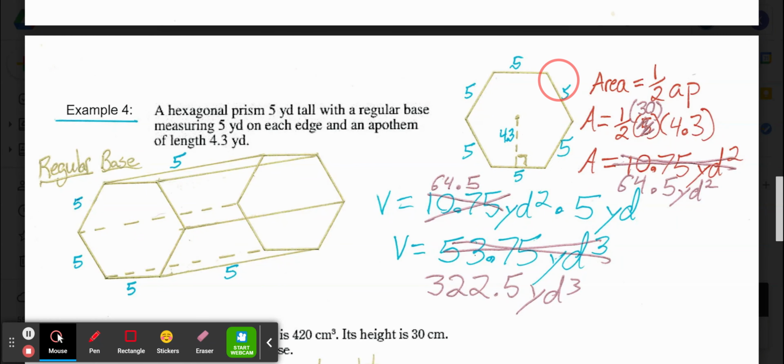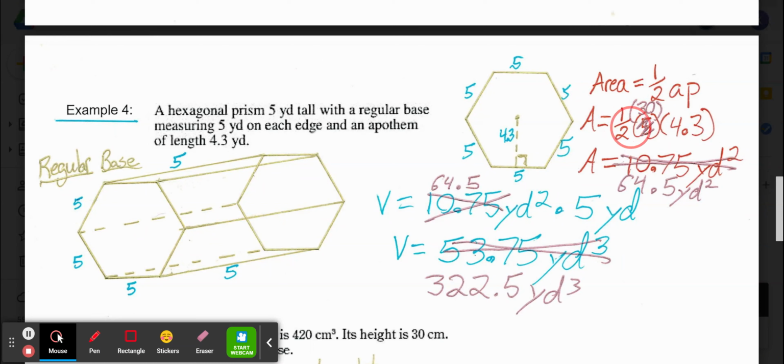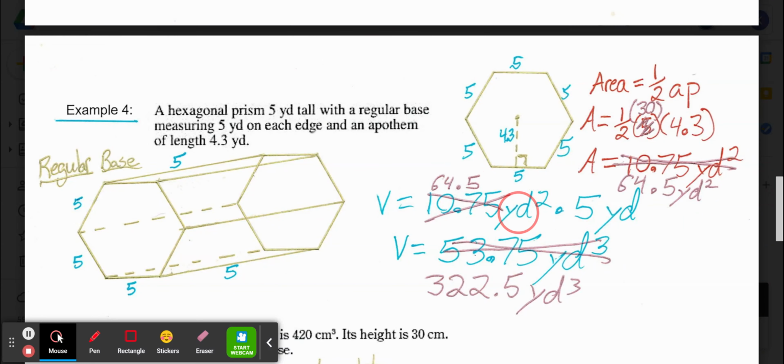So our perimeter of our base, 6 times 5 is 30, which you can tell I messed up the first time I wrote these. Apologies there. But 30 multiplied by 1/2, so 15, multiplied by 4.3 gives us an area of 64.5 square yards. So then we want to take that 64.5 multiplied by 5 to give us an overall volume for this hexagonal prism of 322.5 cubic yards.